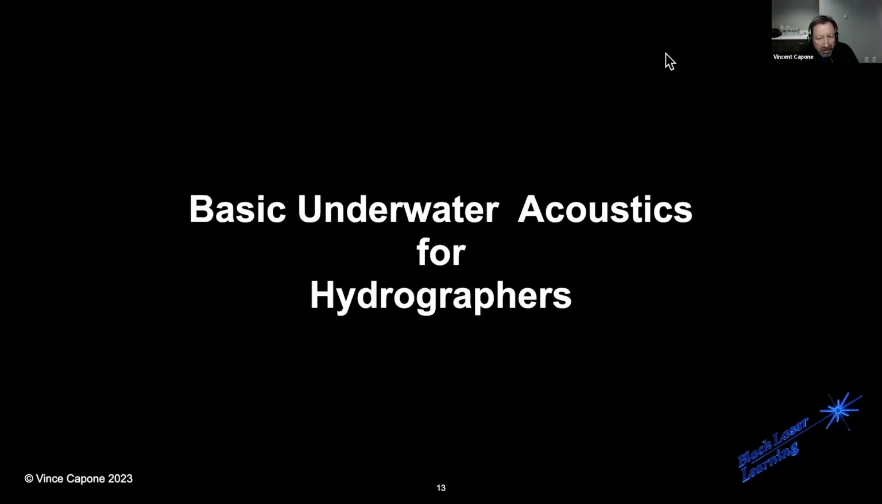So we're going to get started with some basic underwater acoustics for hydrographers. And as noted in the introduction, the reason we're doing this is acoustics are what we use underwater. If we use it for measuring things, we use it for transmitting data, for determining position. So we need to understand just some very basics of underwater acoustics.